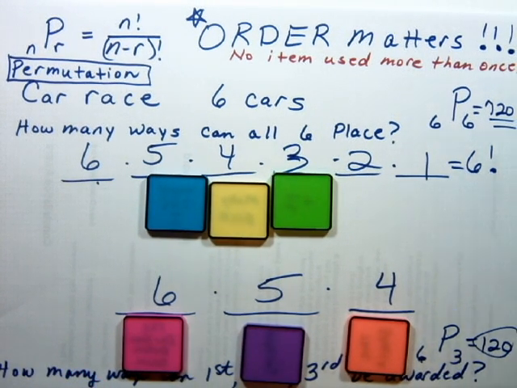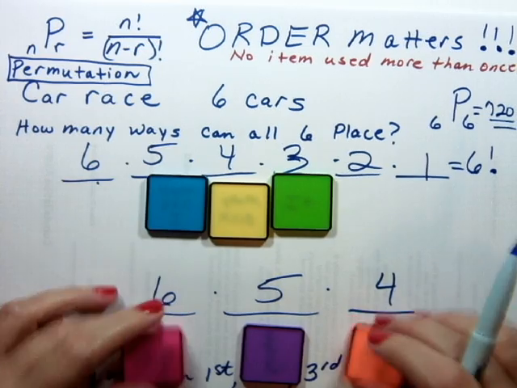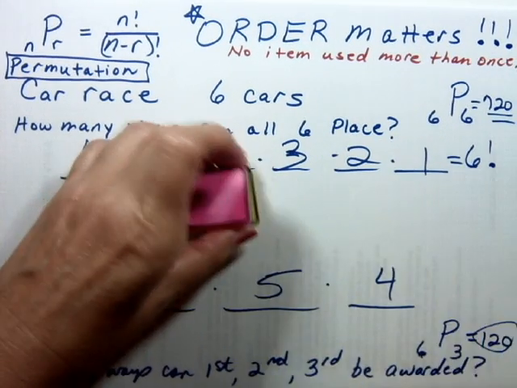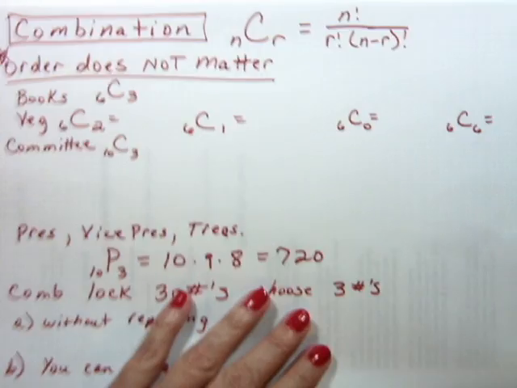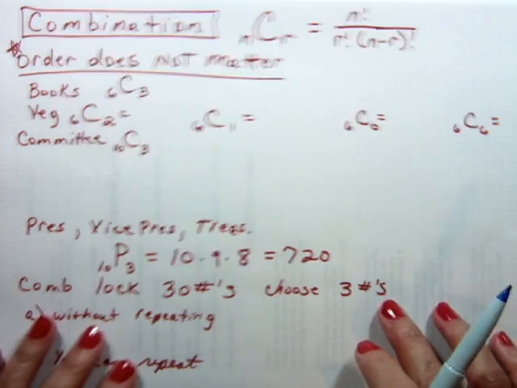So there's more than one way I can do this, and if you have an understanding, you can pick the way that works best for you. All right, again with the permutation, what was the key thing? Order matters. Now let's talk about something where order doesn't matter.